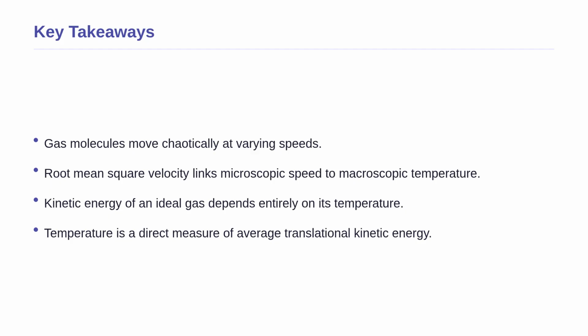We have covered a lot of ground today, so let us reinforce the most important ideas. First, remember that molecules in a gas are in a state of constant, chaotic motion with varying speeds, which we describe using statistical averages. Second, the root mean square velocity is the most critical speed, directly linking the microscopic movement of particles to the macroscopic temperature of the gas.